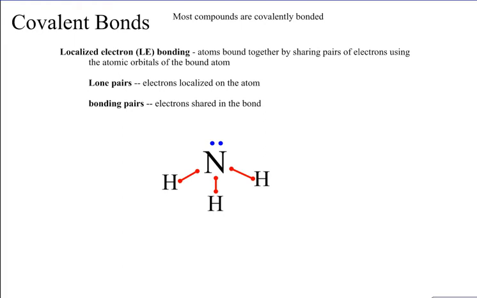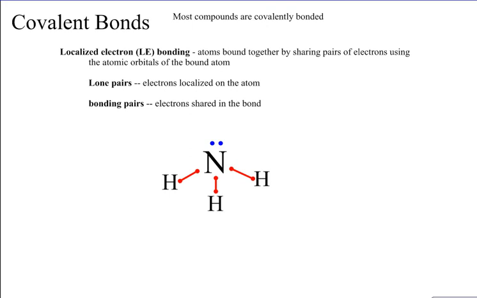The electrons in the bond are called the bonding pairs, and the electrons not in a bond are the lone pairs. So for example, in ammonia, ammonia has a lone pair and 3 bonding pairs. You can also call lone pairs unshared pairs, and bonding pairs you can call shared pairs. Doesn't matter, it's just a matter of syntax and how you want to call them.